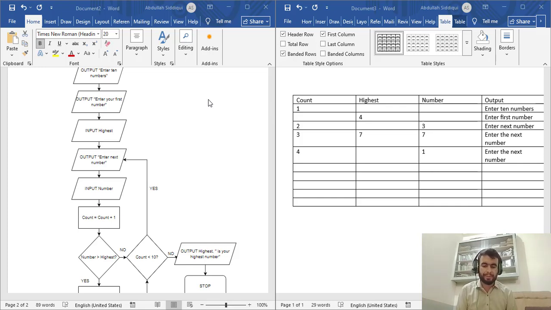Today, the topic I have selected is trace tables. The topic I have selected from the syllabus of IGCSE, GCSE, and O level computer science.